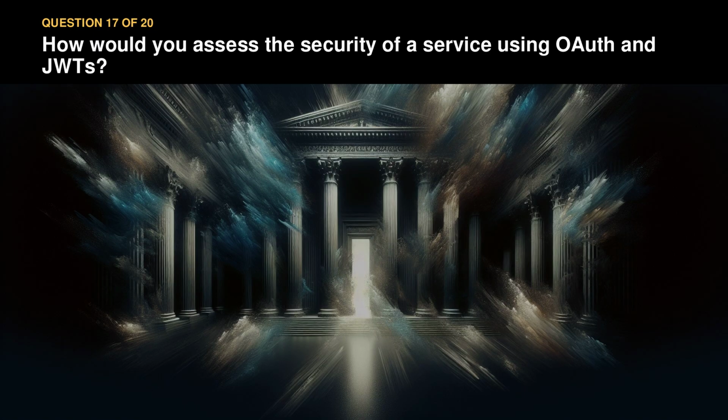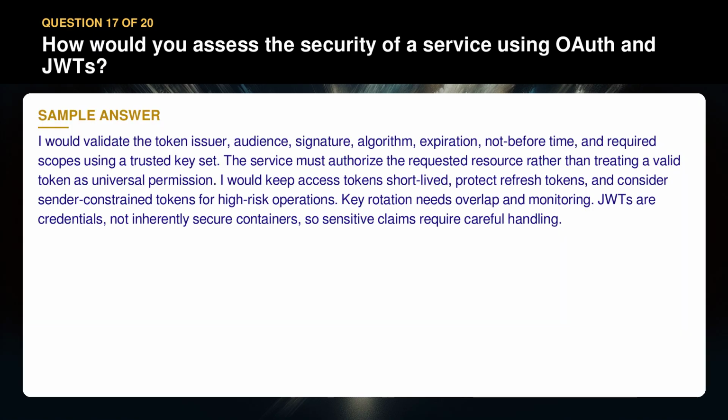Question 17. How would you assess the security of a service using OAuth and JWTs? I would validate the token issuer, audience, signature, algorithm, expiration, not before time, and required scopes using a trusted key set. The service must authorize the requested resource rather than treating a valid token as universal permission.